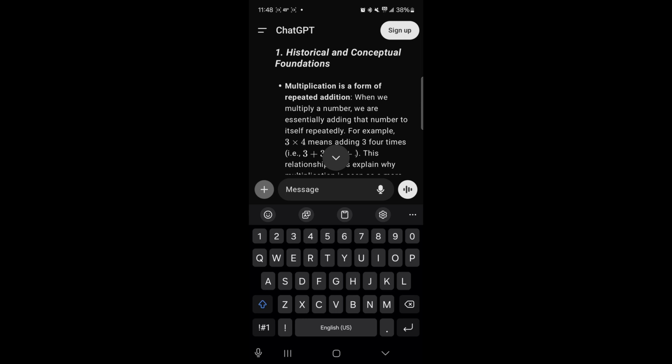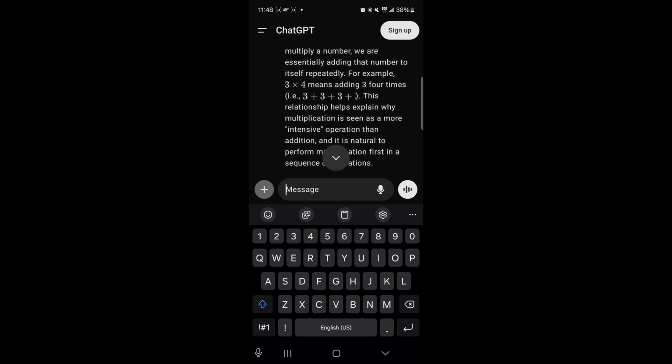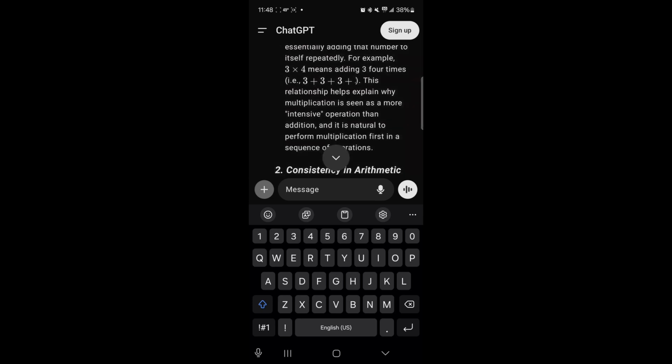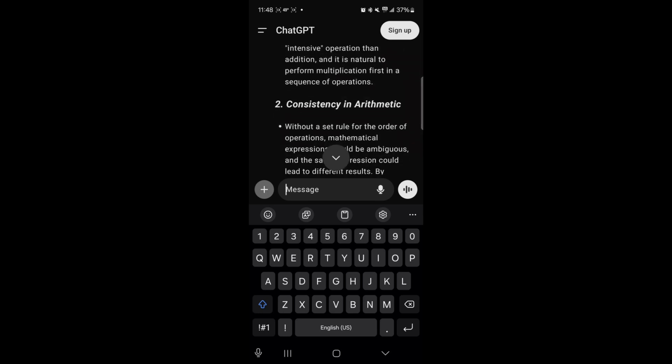When we multiply a number, we are essentially adding that number to itself repeatedly. For example, 3 times 4 means adding 3 4 times. 3 plus 3 plus 3 plus 3. This relationship helps explain why multiplication is seen as a more intensive operation than addition, and it is natural to perform multiplication first in a sequence of operations.